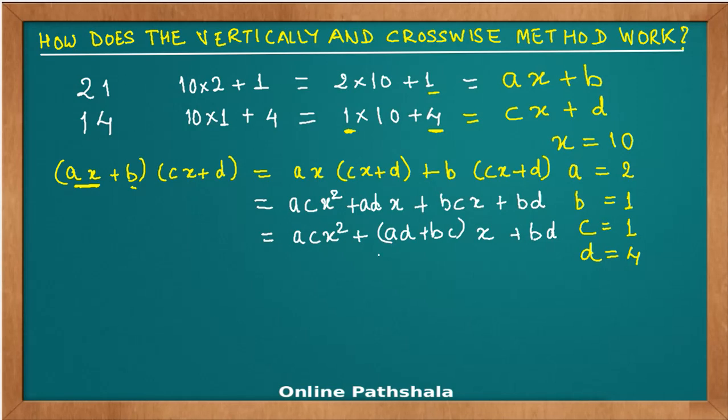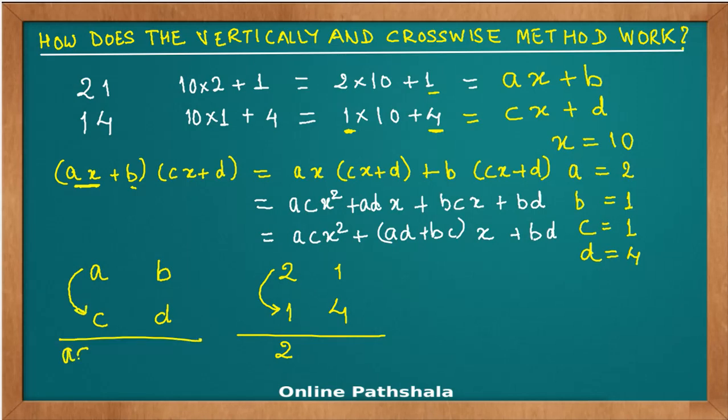Now let us look at what is happening when we multiply the two numbers, 21 and 14, using the vertically and crosswise method. What we do is write the two numbers as a, b, and we write c and d over here. So essentially this is nothing but a representation of 21 multiplied by 14. And what happens here? We do 2 times 1, right? This is the first one. 2 times 1 is 2. In this case it will be ac, so we just write it as ac over here.